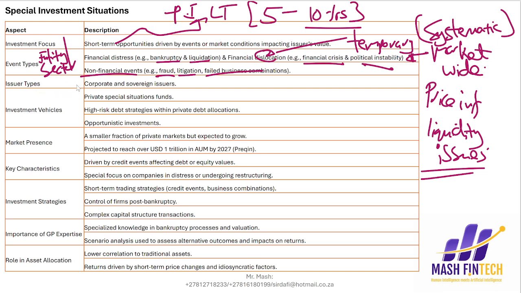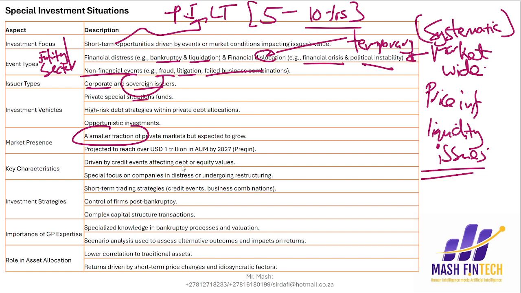Types of issuers include corporate and sovereign issuers, governments. Investment vehicles can be private special situation funds, high-risk debt strategies, and opportunistic investments. And the market presence for special investments is quite small. So these are probably the smallest in private investments. They are a small fraction of private markets, but they are expected to grow. According to Preqin, the alternative investments data company, special investment situations are expected to reach over 1 trillion in assets under management by the year 2027.